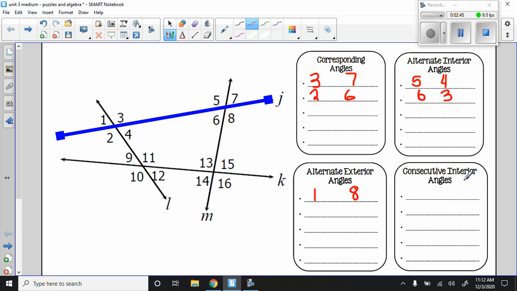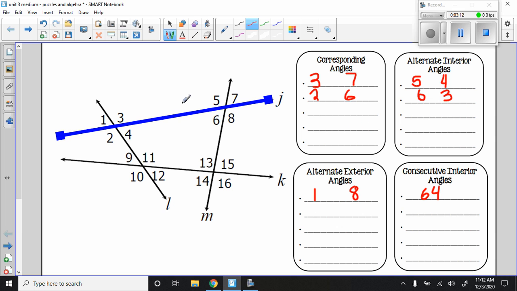Consecutive interior is another word for same side interior. As we're on this bridge, 3, 4, 5, and 6 are our interior angles, and 3 and 5 are on the same side or consecutive. That means right next to each other. And 6 and 4 would work. It's not supposed to be 64. It's supposed to be 6 and 4.